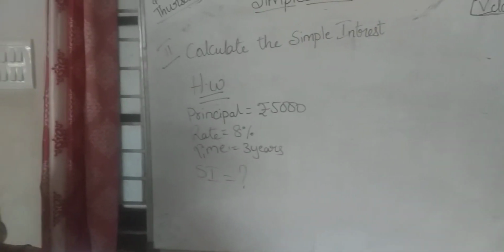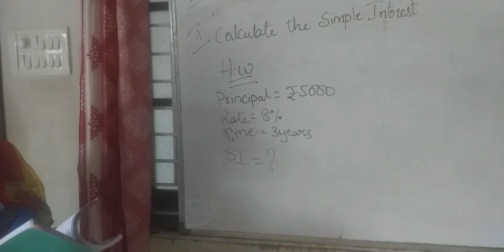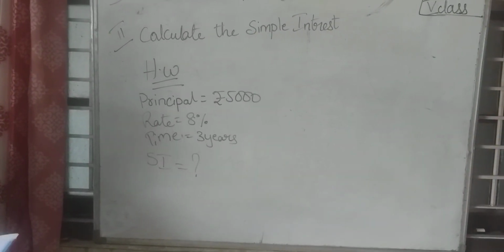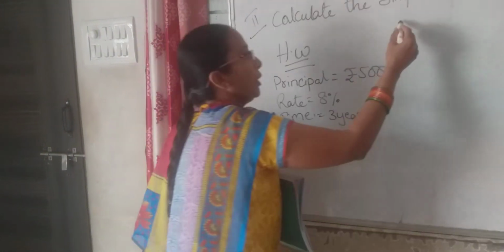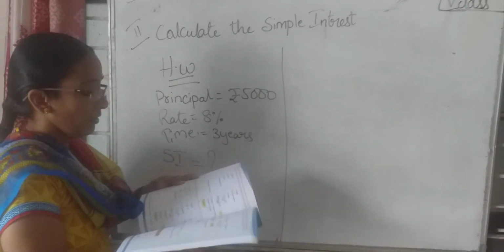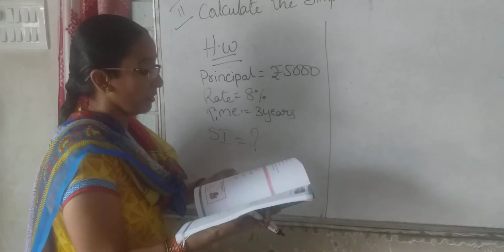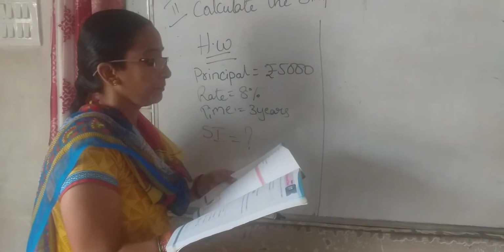Everyone, with this we have completed our chapter. Yes children, you are going to learn the first and second chapters very well, and after you do this homework sum, you are going to write these formulas, each one 5 times. Okay children?